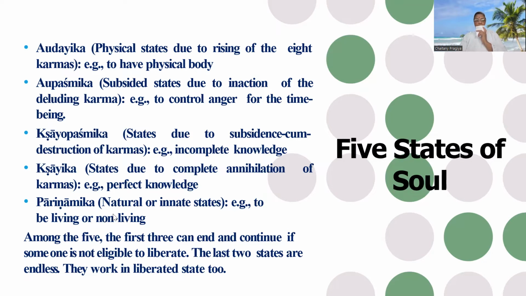But Kshayik and Parinamic, these 2 states, are eternal, and they are always with some living beings, not with all living beings. Those who are liberated actually attain omniscience. They attain the perfect state of their consciousness. They become free from the karmic bondages and physical relations. So they come out of the circle of birth and death forever. That state remains all the time after achieving it once.